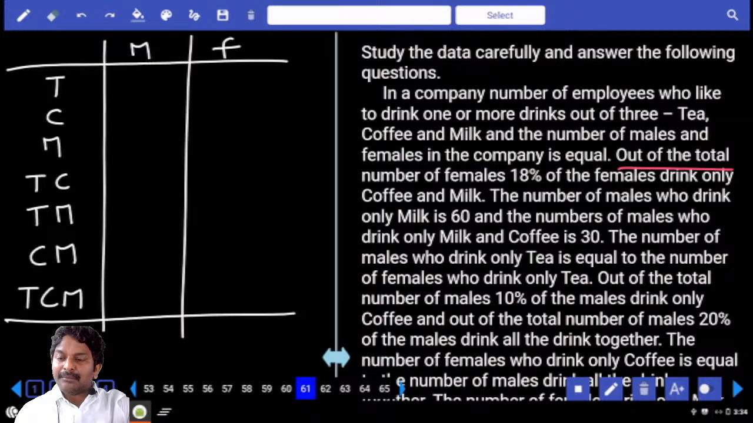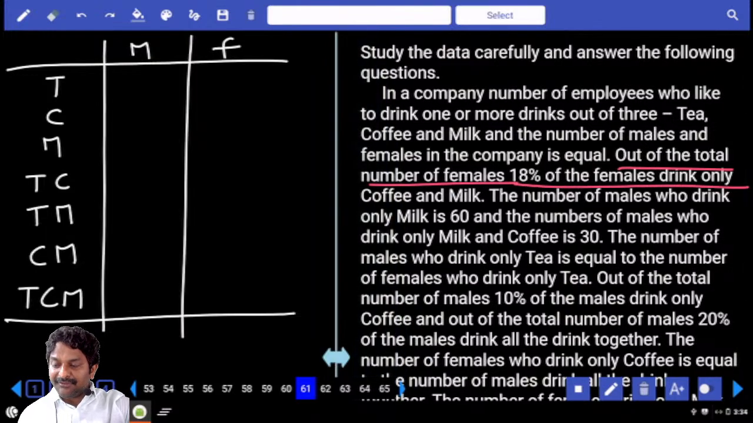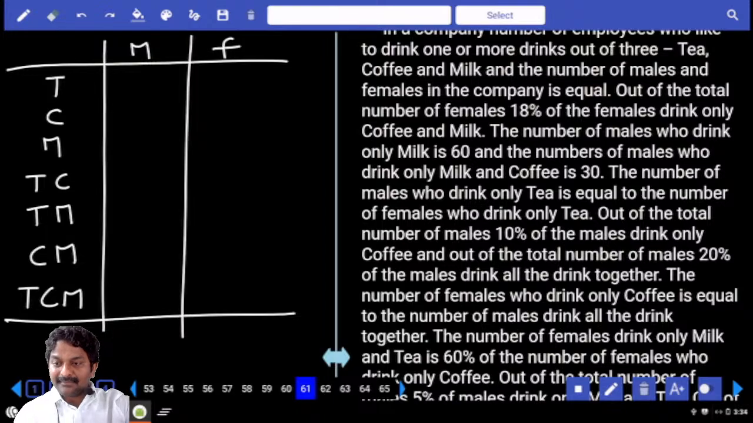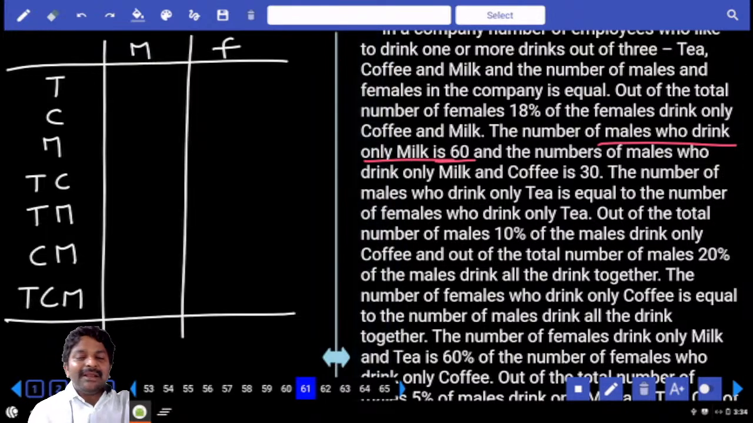Out of total number of female, 18% of the female drink only coffee. See, I want to see a number, not percentage, not a ratio. Just go through the data. Don't read it word by word. Just have a glance and then identify if you see any number or not. I see a number 60. Now read the line. Number of male who drink only milk is 60.